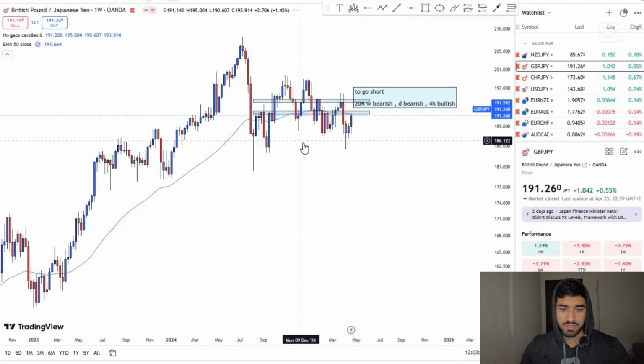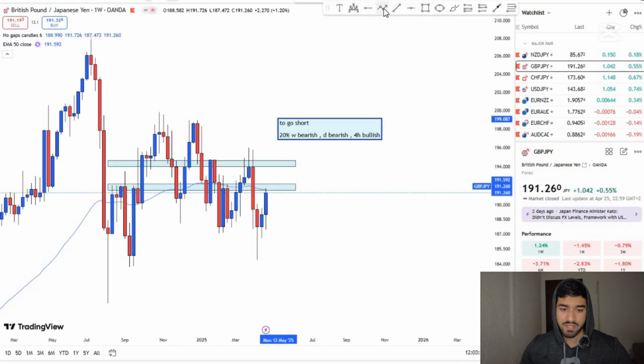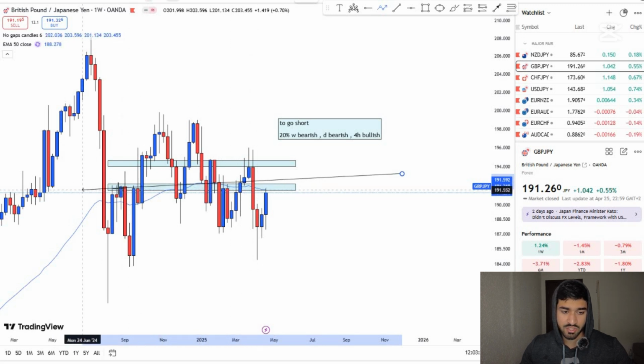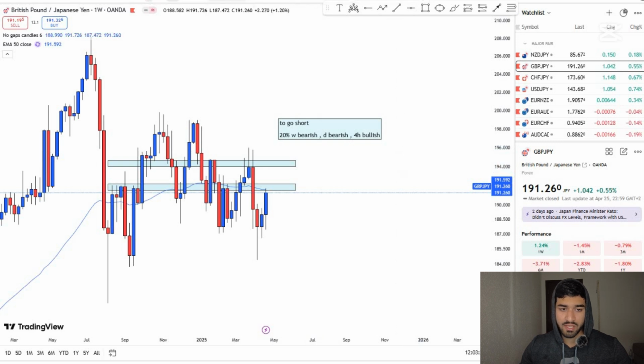The next one, GBP JPY. The weekly is bearish. In this price action I like it a lot because we are touching the EMA and also the weekly area of interest. Why is this the weekly area of interest? Because we have 1 touch, 2 touch, 3 touch, if we extend it 4 touch, in here 5 touches. So this is the weekly area of interest.